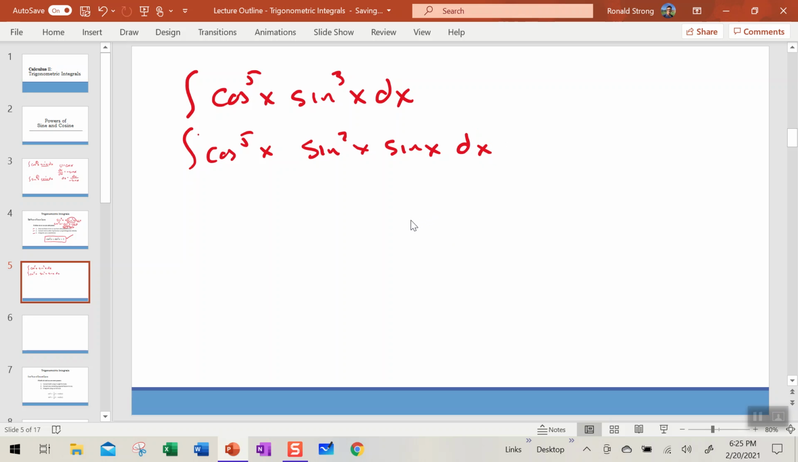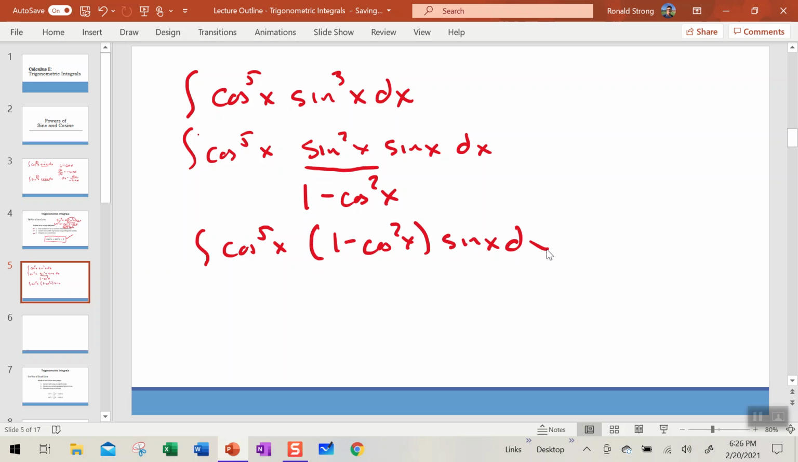So we're simply factoring sine cubed into sine squared and sine. Then we are going to convert that into 1 minus cosine squared x. So we will have the integral of cosine to the fifth x times 1 minus cosine squared x times sine of x dx. As I said previously, we're going to do a little bit of algebra on this, and then do some u substitution. But for now, I'm just going through the thought process of what you do to get it set up.